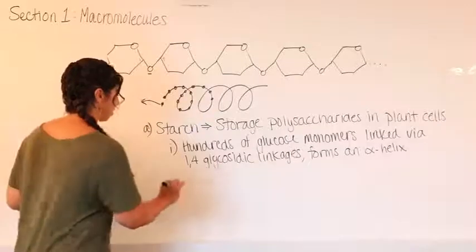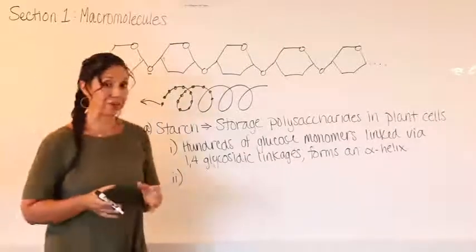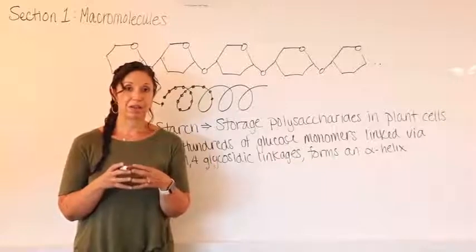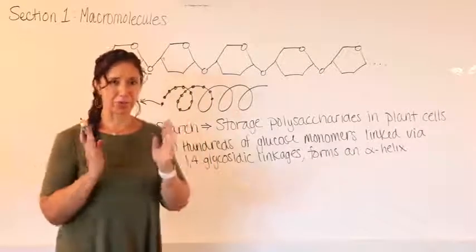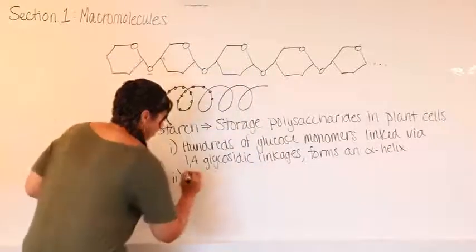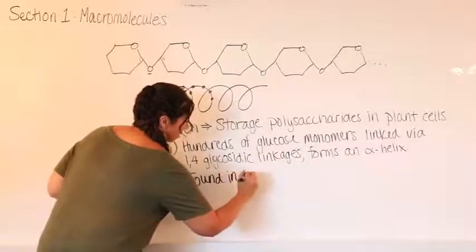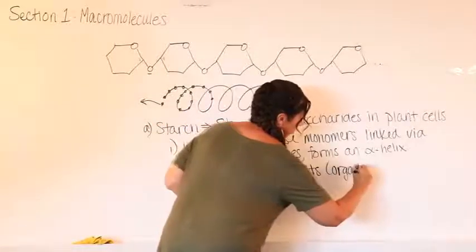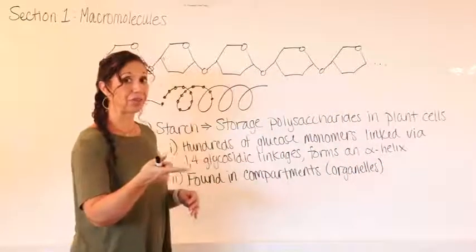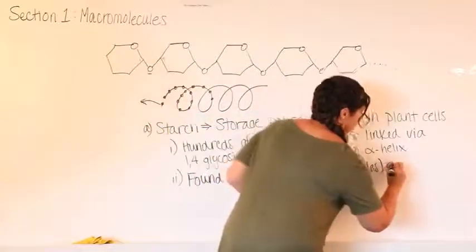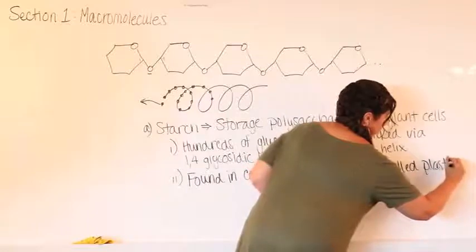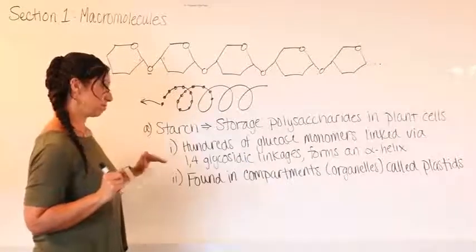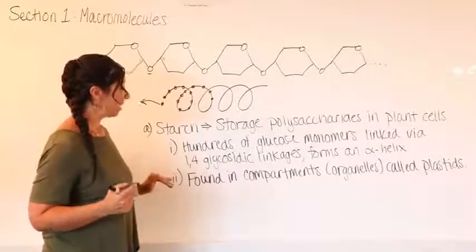So, in plant cells. The other thing you need to know about starch is where starch is found. If you look inside a plant cell, it's inside a compartment, an organelle, called a plastid. You don't really need to know what it looks like, but I want you to know that word because it may come up somewhere. So starch is found in compartments called organelles. We're going to talk a whole lot about organelles in the next unit or two when we get to cells. So, found in organelles called plastids. There you go, and that's all you need to know for starch. Storage polysaccharide in plants, lots of 1,4-glycosidic linkages, forms an alpha helix, found in plastids.